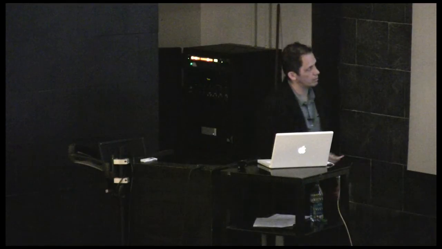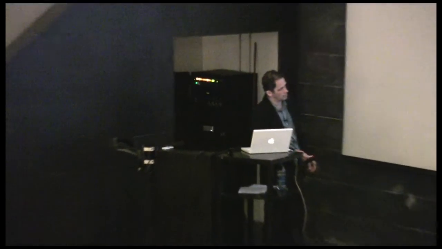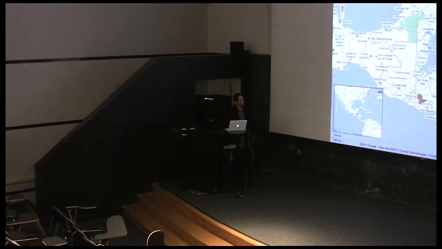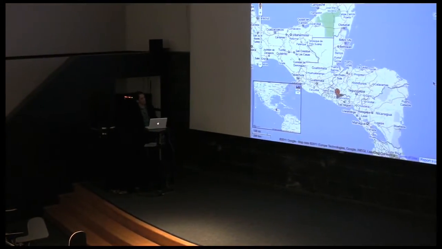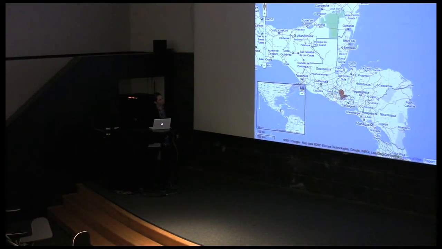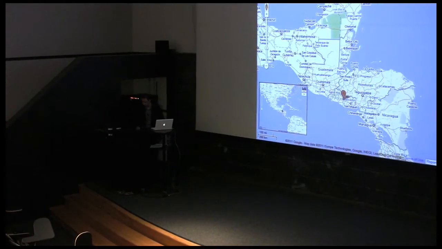So this map is so you have an idea of where we are. California, somewhere here. This is Central America, a tiny country, the smallest country in the continental Americas, El Salvador. And I believe it's the only Central American country that only has a coastline on the Pacific Ocean.